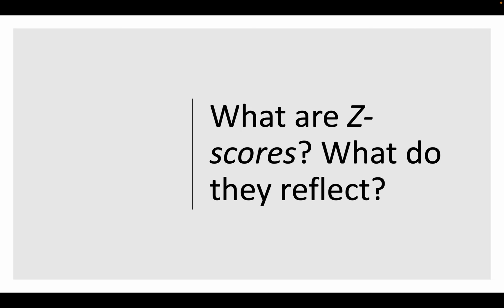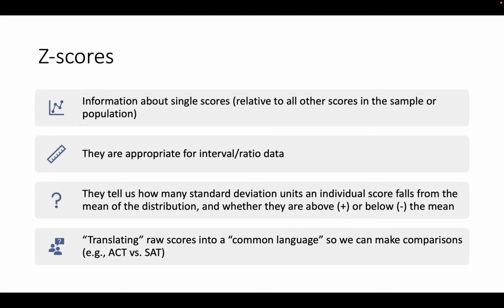Now, the last thing that we're going to talk about in this lecture are z-scores. So how are z-scores defined in your textbook? Well, z-scores are information about a single score relative to all other scores in the sample or population. Now, z-scores are appropriate only for interval or ratio data, right? You can't use nominal or ordinal data for these. Now, specifically, z-scores tell us how many standard deviations an individual is from the mean of a distribution. So whether someone falls above or below the mean.